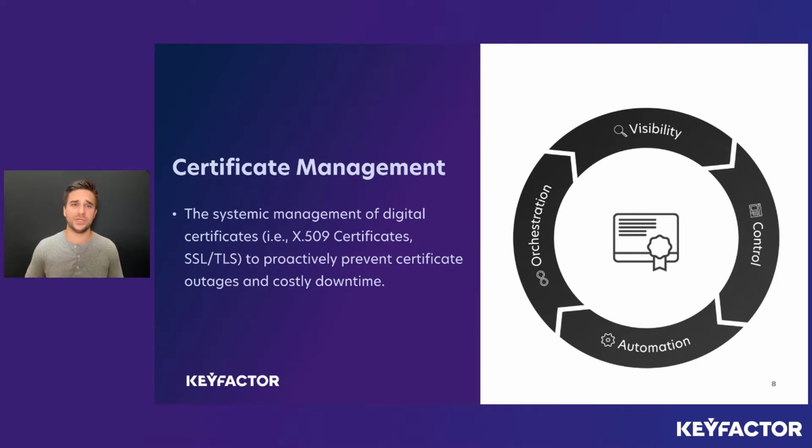The first one is visibility. You need to make sure you can find every single certificate that's out there. Key Factor and a lot of other organizations, we don't view that there are second-class certificates. Every certificate matters. Making sure you can get all the certificates that are out there, both public and internal, is key to understanding the inventory that you have with your certificates.